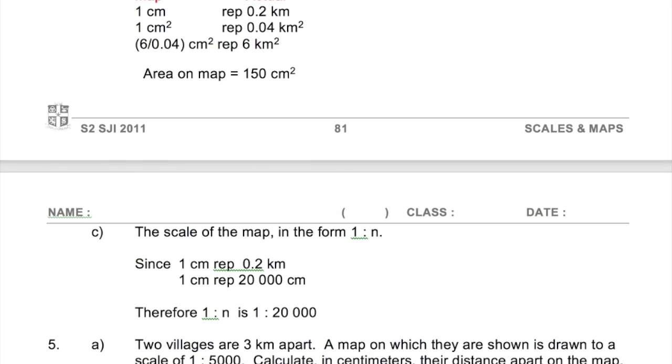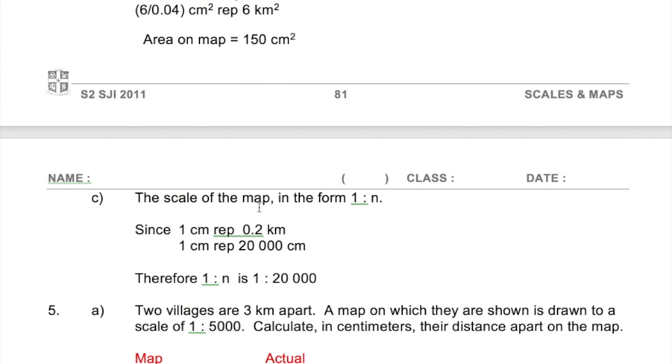In the third part, we need to write the scale of the map in the form of 1:n. We start off from the linear scale, which is 1 cm representing 0.2 km, and we convert everything to cm. So 0.2 km multiplied by 100,000 will give us 20,000 cm. Once both sides are in cm, we drop it and we have our ratio, which is the scale 1:20,000.